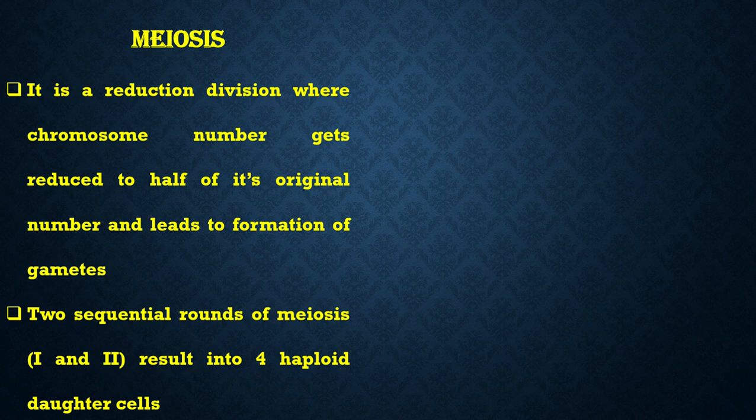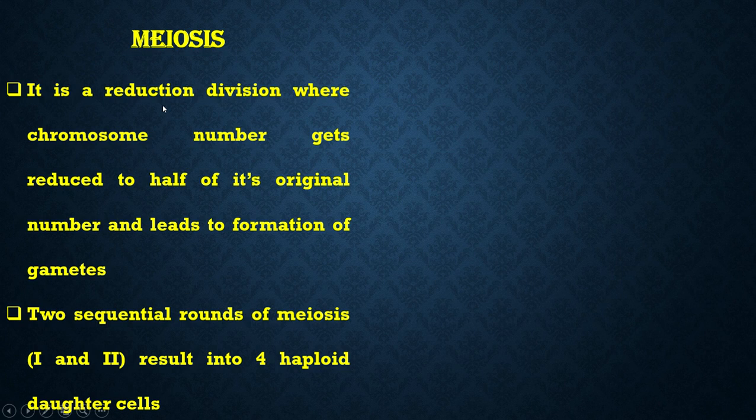Before we delve into the topic of meiosis, let's first talk about what is meiosis. It is a reduction division. This word is very important here. It is a reduction division where chromosome number gets reduced to half of its original number and leads to the formation of gametes. The entire story of meiosis pivots around this word reduction.